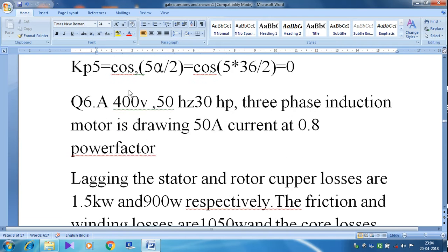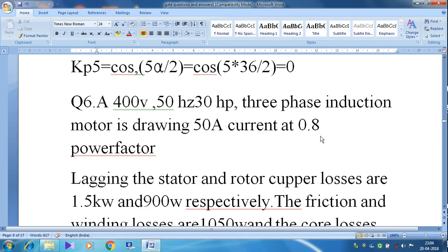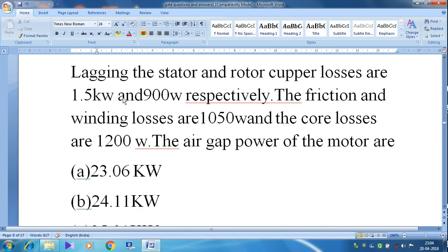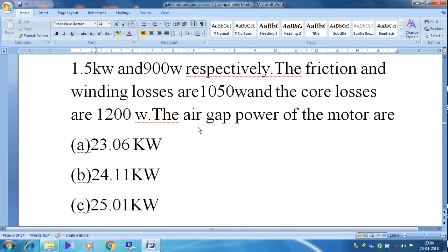So next question is: a 400 volt 50 hertz 30 HP three-phase induction motor drawing 50 ampere current at 0.8 power factor lagging. The stator and rotor copper losses are 1.5 kilowatt and 900 watt respectively. The friction and windage losses are 1050 watt and the core losses are 1200 watt. The air gap power of the motor.